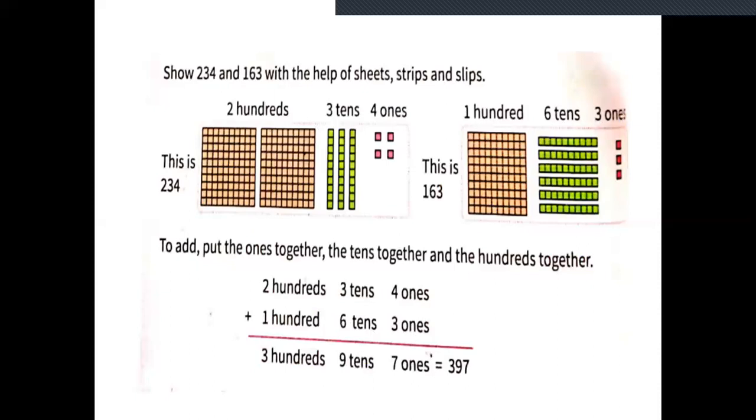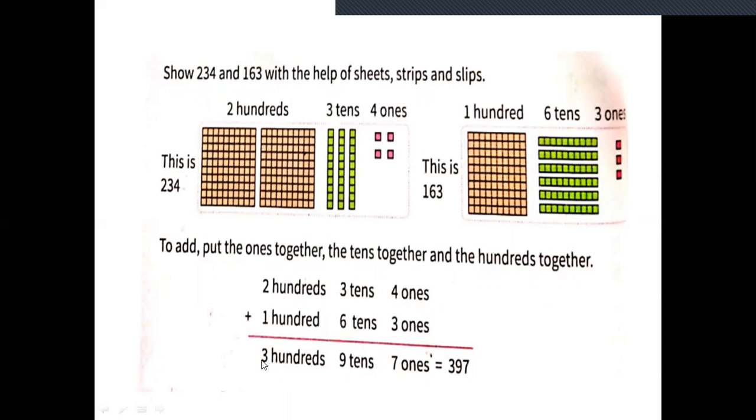Always in addition you have to calculate from the ones place, then the tens place, and only then the hundreds place. First the ones place: 4 in your mind, 3 on your fingers, 4 plus 3 will be 7. Then tens place, 3 plus 6 will be 9, and 2 plus 1 will be 3.